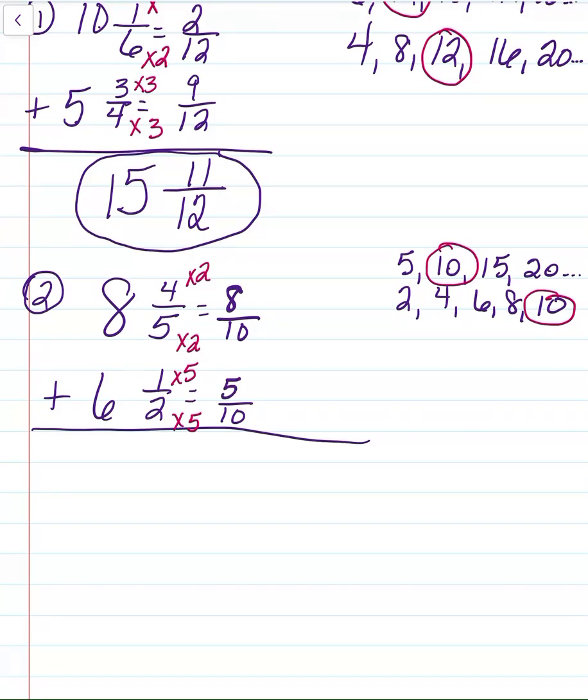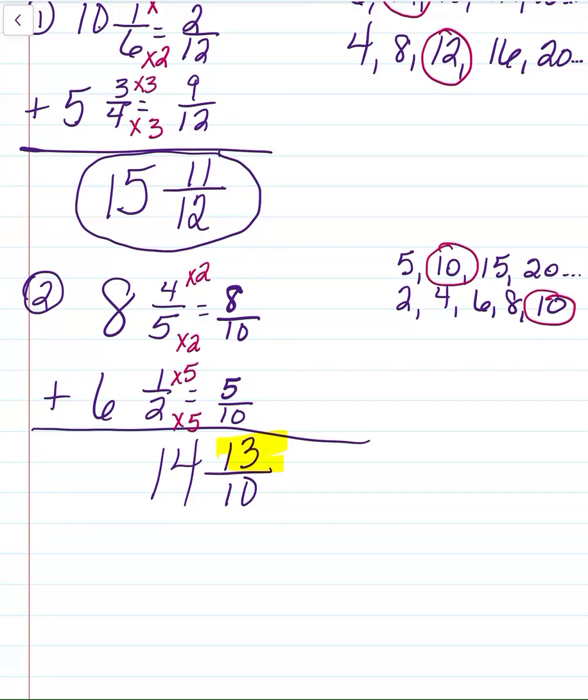And our next step is to add the numerators. So 8/10 plus 5/10. So I say 8 plus 5 is 13. So 8/10 plus 5/10 is 13/10. Then I say 8 plus 6 is 14. Then I look to see if I can simplify. Hopefully you noticed that the numerator is larger than the denominator. That means we have an improper fraction.